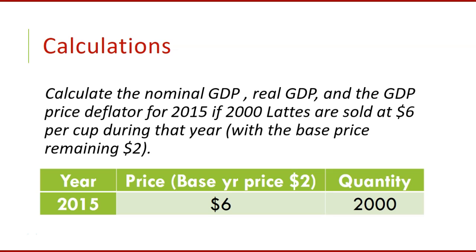Okay, let's do a simple calculation question. Obviously, we're going to use a stupid example. We're going to assume a world in which we have an economy that produces only cafe lattes. Keep things nice and simple. So our question is: calculate the nominal GDP, the real GDP, and the GDP price deflator for 2015 if 2,000 lattes are sold at $6 per cup during that year, with the base price remaining $2.